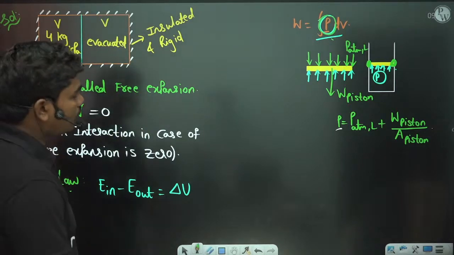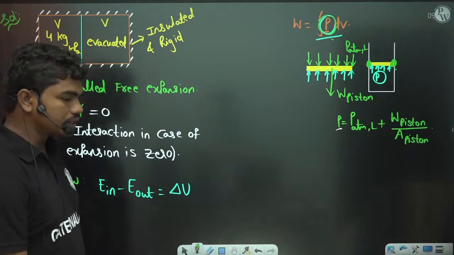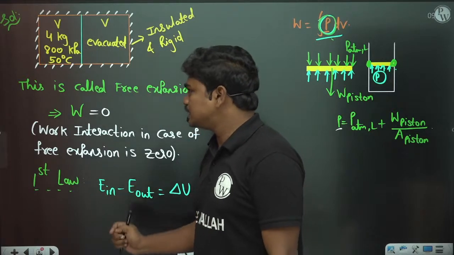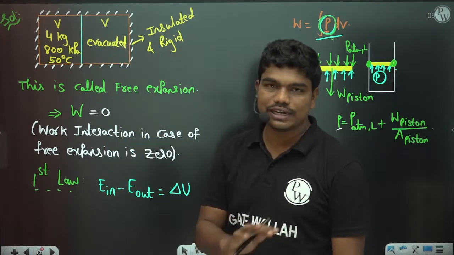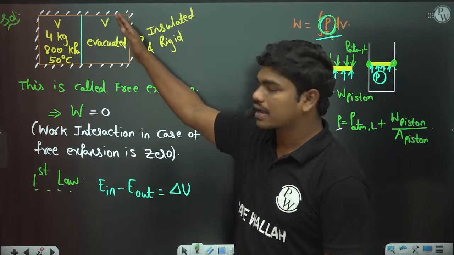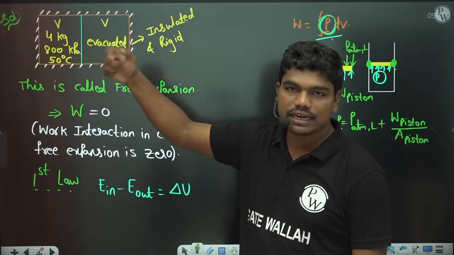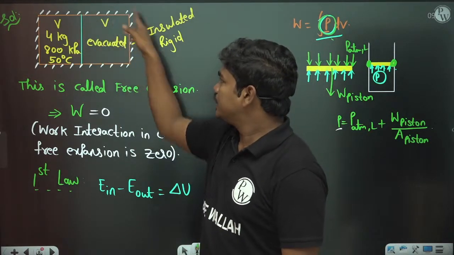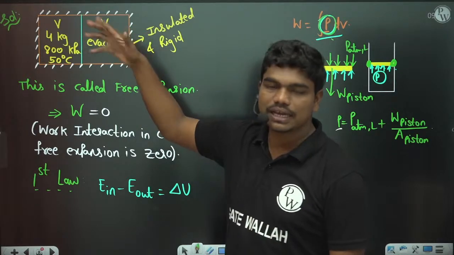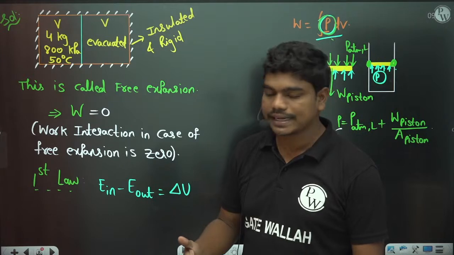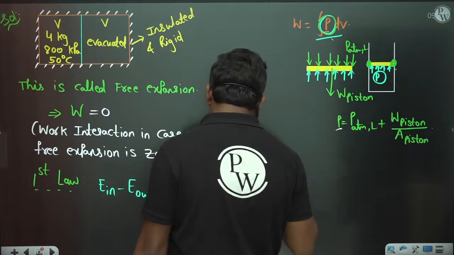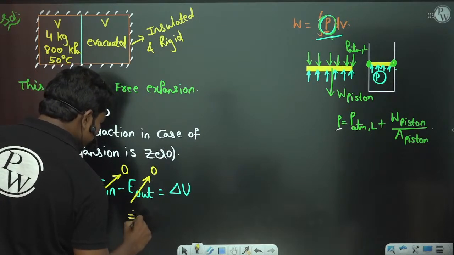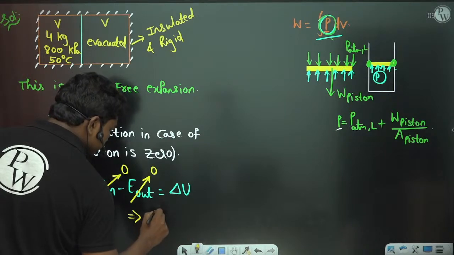Understood? Now, energy in minus energy out is equal to delta U for this complete system, for this tank. Is there any energy input and energy output? Look, this is an insulated system, so there are no heat interactions first of all, and this is a rigid tank, so there is no boundary work happening either. So when you remove this partition, taking the complete tank as the system, there are no heat or work interactions taking place. Therefore energy in and energy out are both 0. So this implies delta U is equal to 0 in this case.